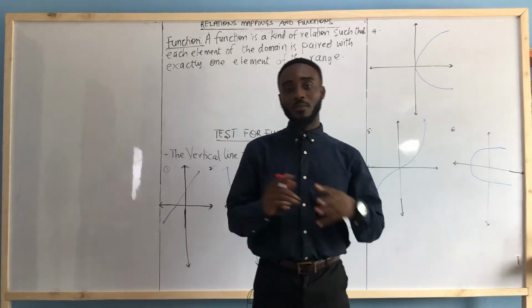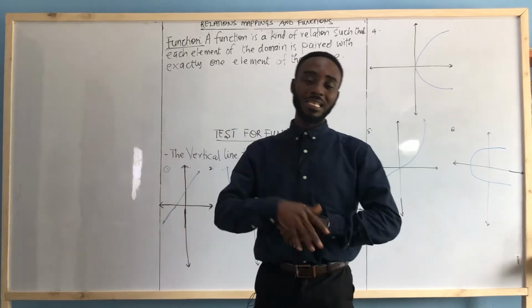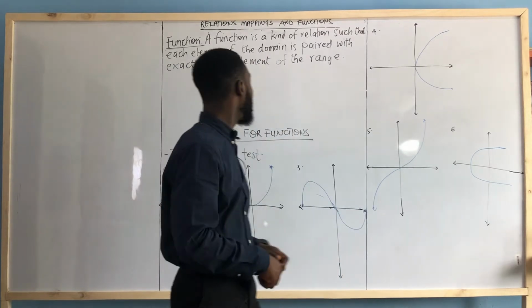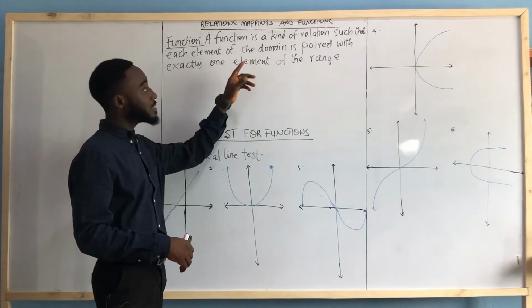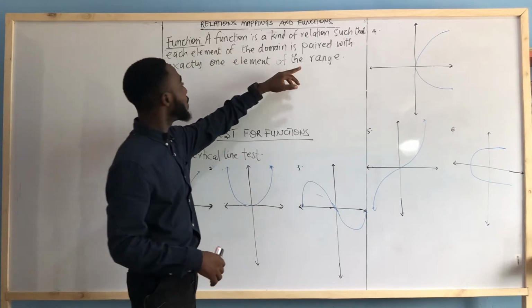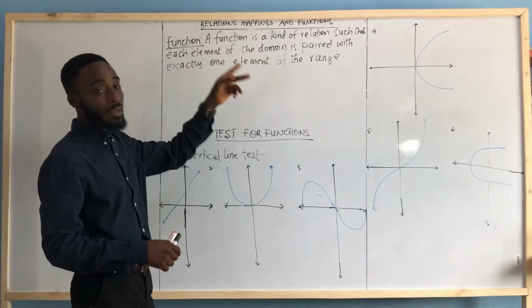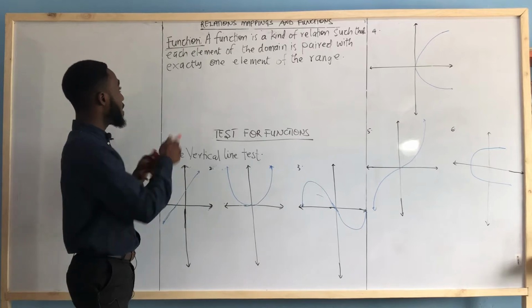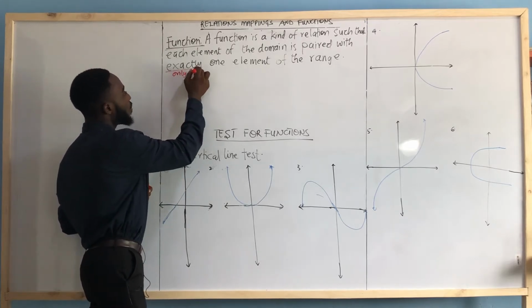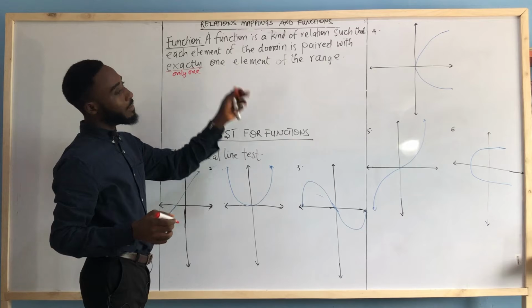Relations and the various types of relations. So we are talking about one kind of relation that we call a function. A function is a kind of relation such that each element of the domain is paired with exactly one element of the range. Exactly, or we could say only one element of the range.